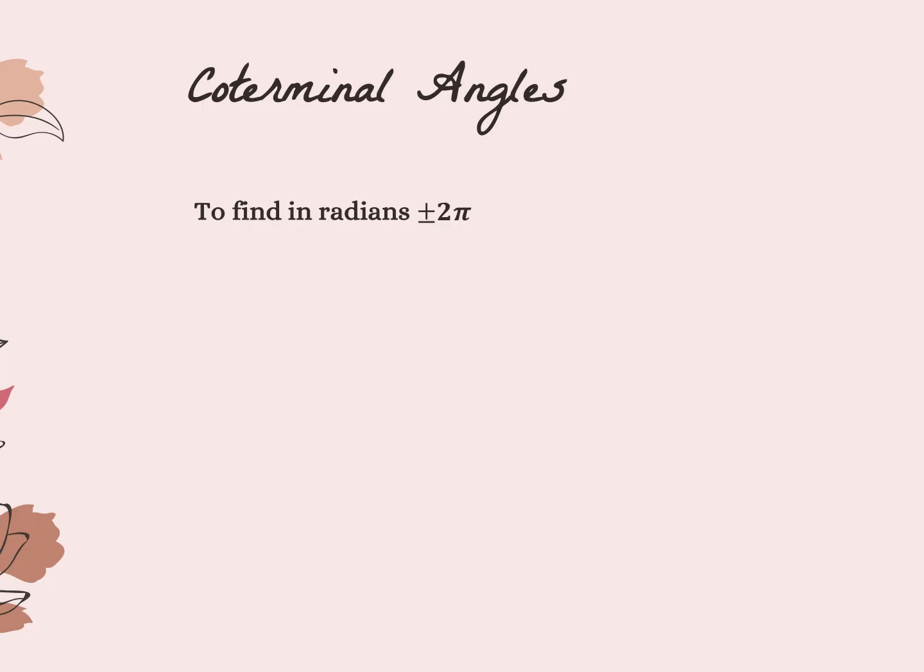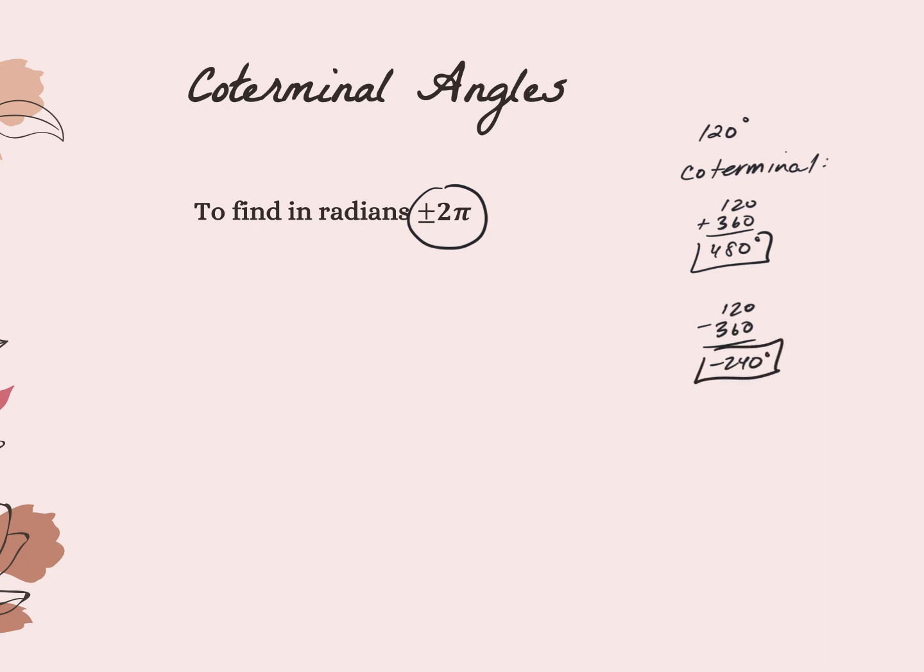Now, if I want to find coterminal angles, I know that one complete revolution is 2 pi. If I gave you 120 degrees and asked you for a coterminal angle, you would say, okay, no problem. I'm going to do 120 plus 360, and I'm going to get 480 degrees. That's coterminal. Or I could do 120 minus 360, and I'll get negative 240 degrees. That's coterminal. And that would be the same thing you would do with an angle in pi.